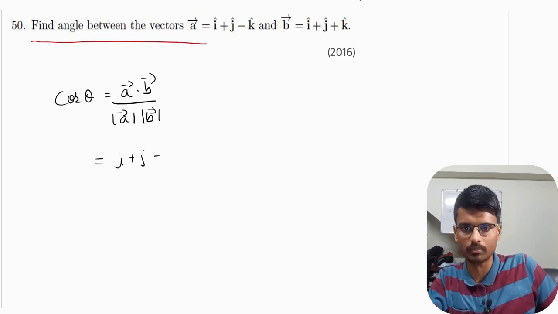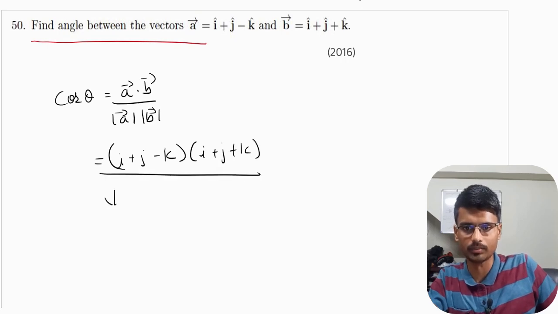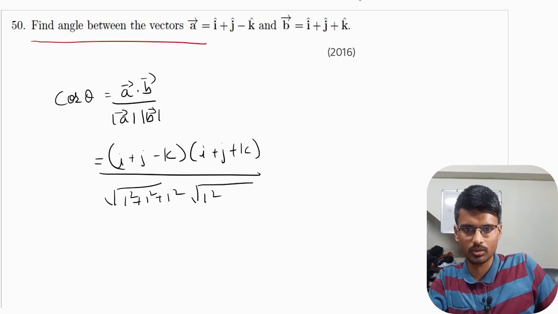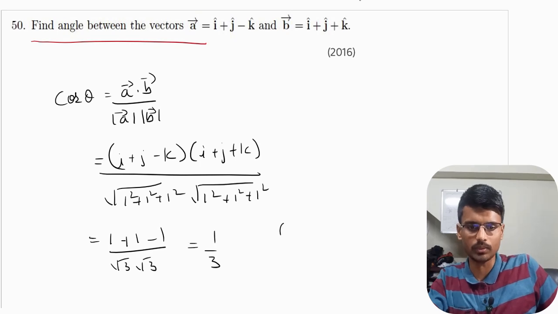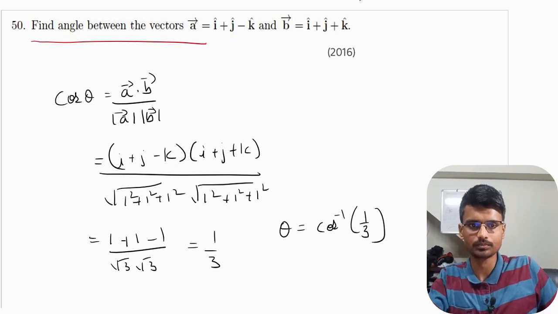The vectors are i plus j minus k and i plus j plus k. The magnitude is fairly simple: 1 square plus 1 square plus 1 square. The sign is not important because we are taking the square. So 1 plus 1 minus 1 divided by root 3 into root 3 gives us 1 by 3. So theta is equal to cos inverse of 1 by 3. Okay, simple question.